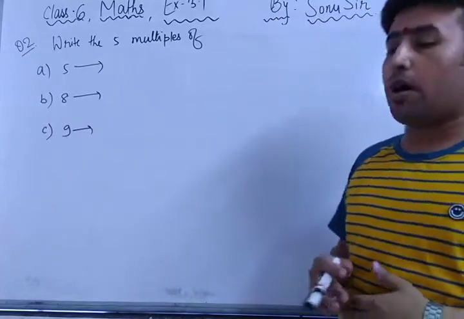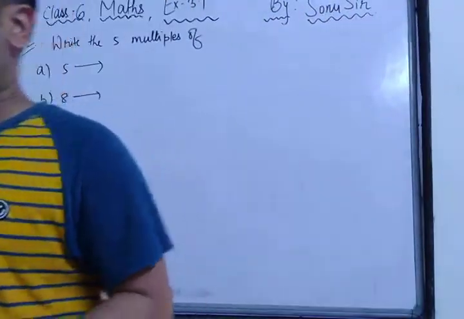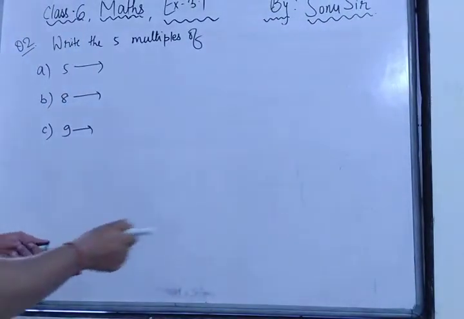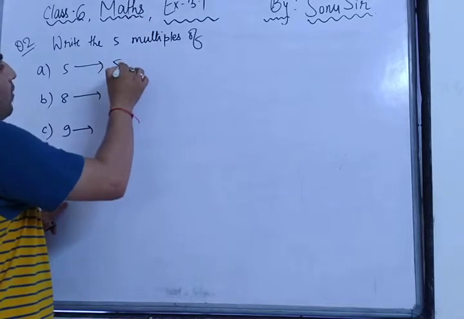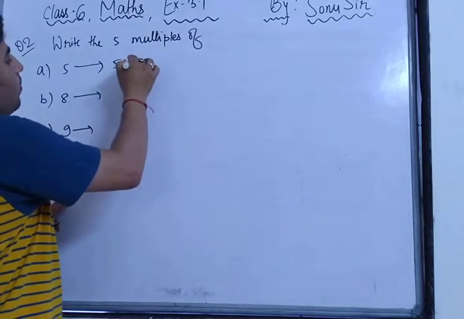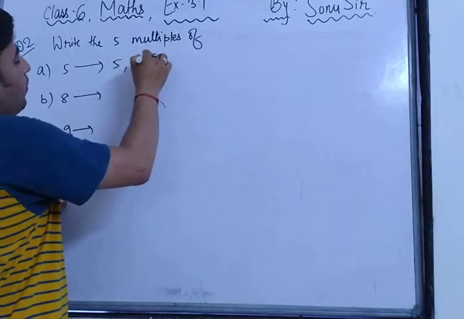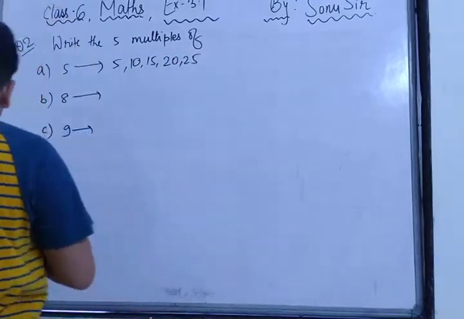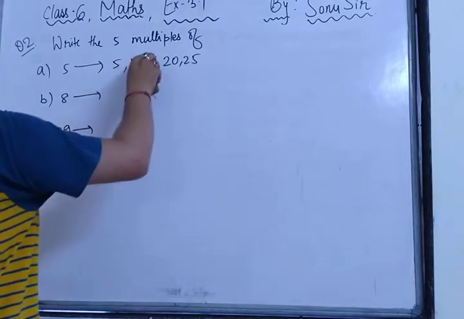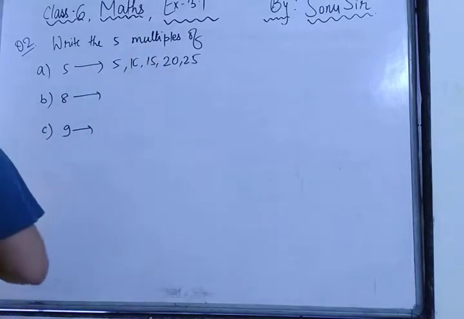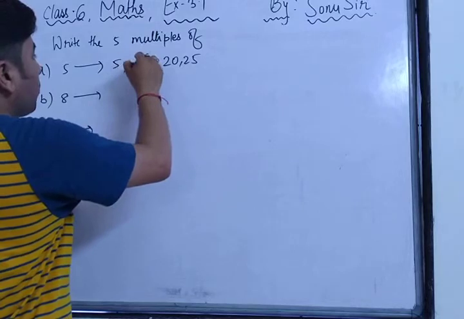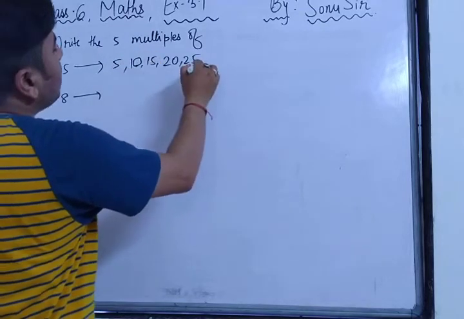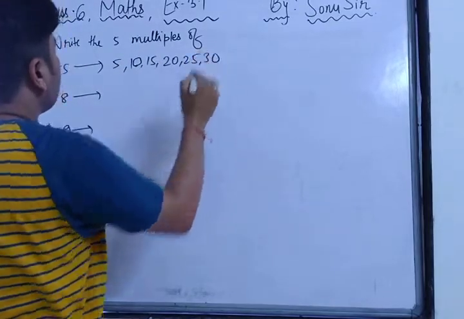So now we will talk about the multiples of 5. Can you tell me what will be the multiples? Just multiply 5 with 1. So 5 1s are 5, 5 2s are 10, 5 3s are 15, 5 4s are 20, 25. Only 5 multiples we have to write. So already 5 is given. If you don't want to write 5, then start from 10. If you want to write 5, then it's okay, then you can write 6 multiples.